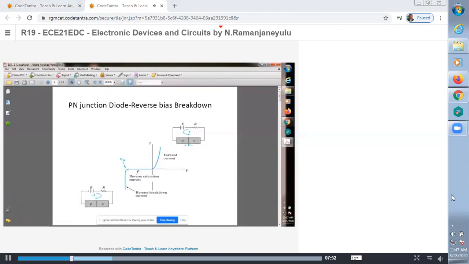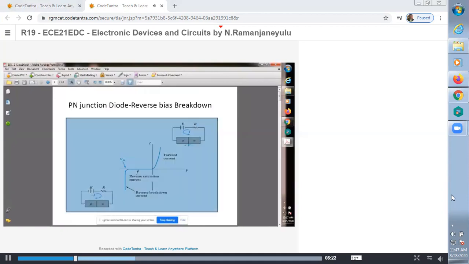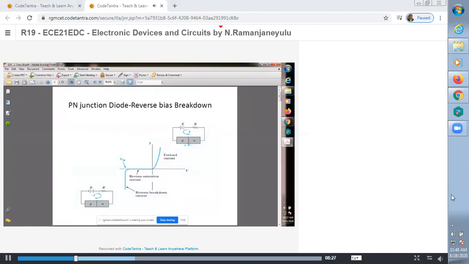Now what happens here: as we keep increasing the reverse voltage, at one point breakdown occurs. When the diode enters the breakdown region, there is a huge amount of current. Observe here in this area, a huge amount of current flows through the junction from N to P. Observe the forward current direction here. What is the current direction here? P to N. Here the current direction is P to N, whereas in reverse, the current direction is N to P.